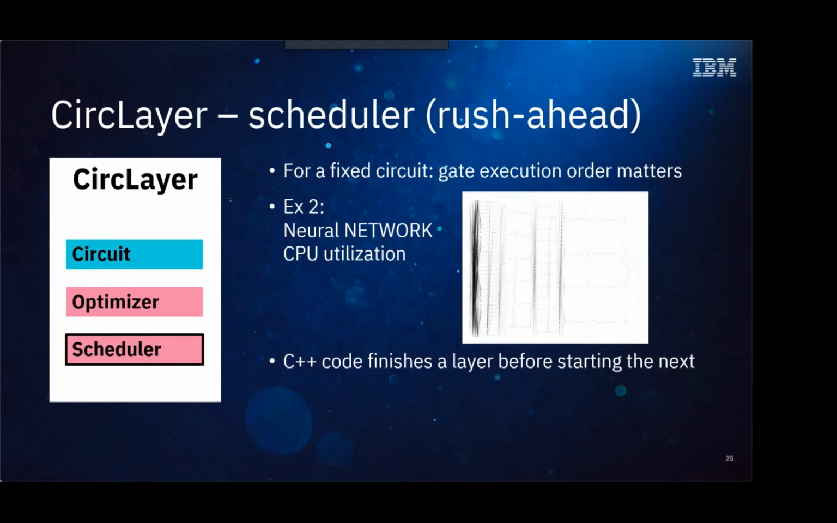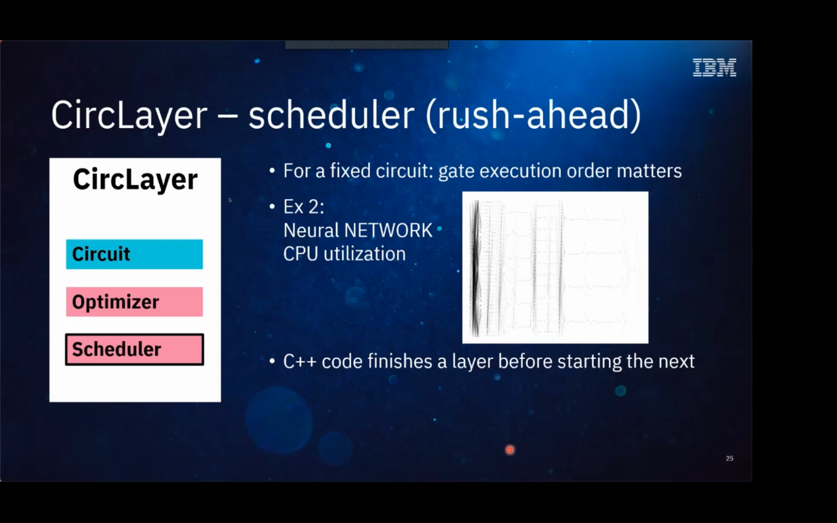The next example shows a strategy that we call rush ahead. This strategy follows the execution order of the C++ code that generated this circuit, but with the exception that if there is an idle CPU and there is a gate that is ready to be executed, then we can rush ahead and go ahead and execute it, even if the C++ code would not have done that if it were running.